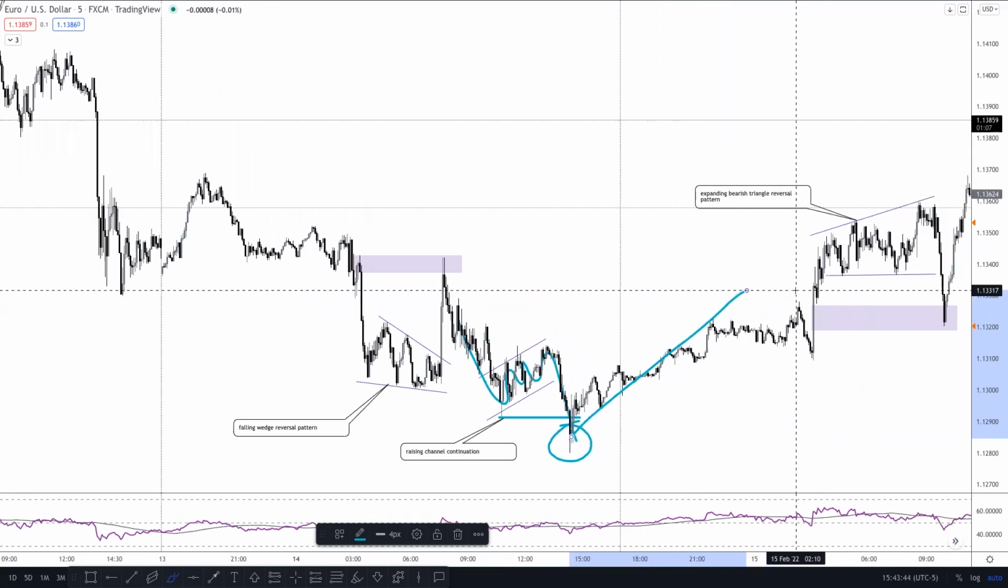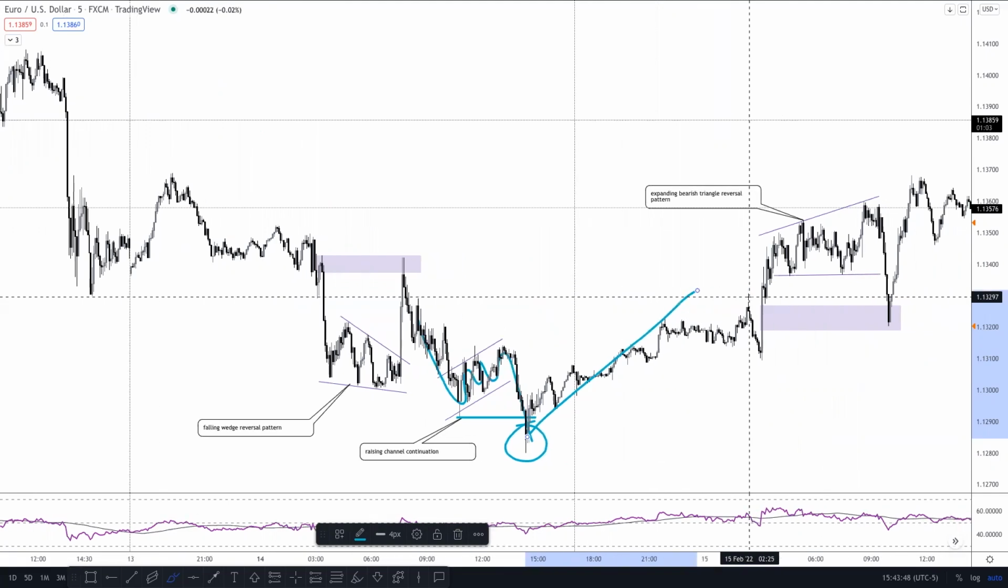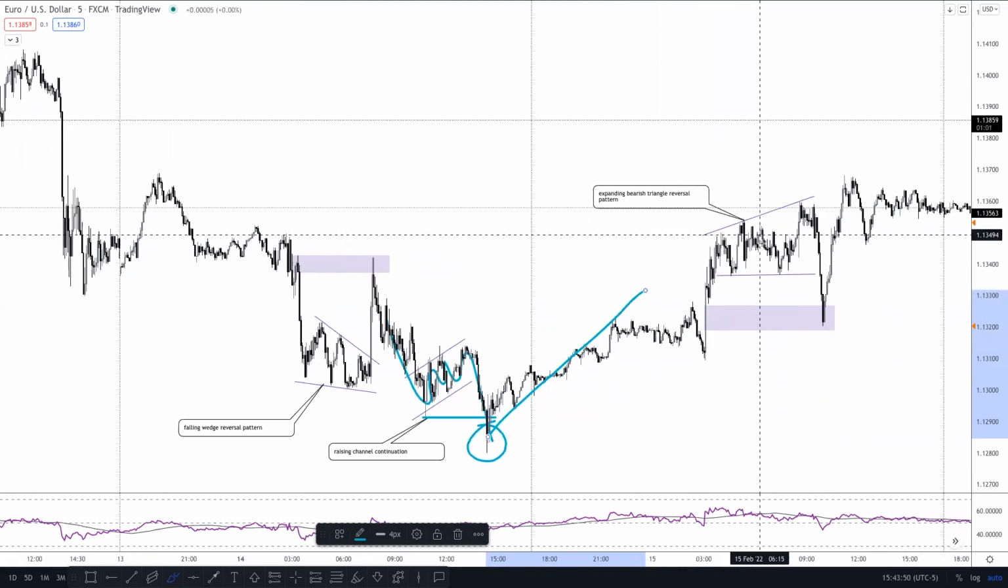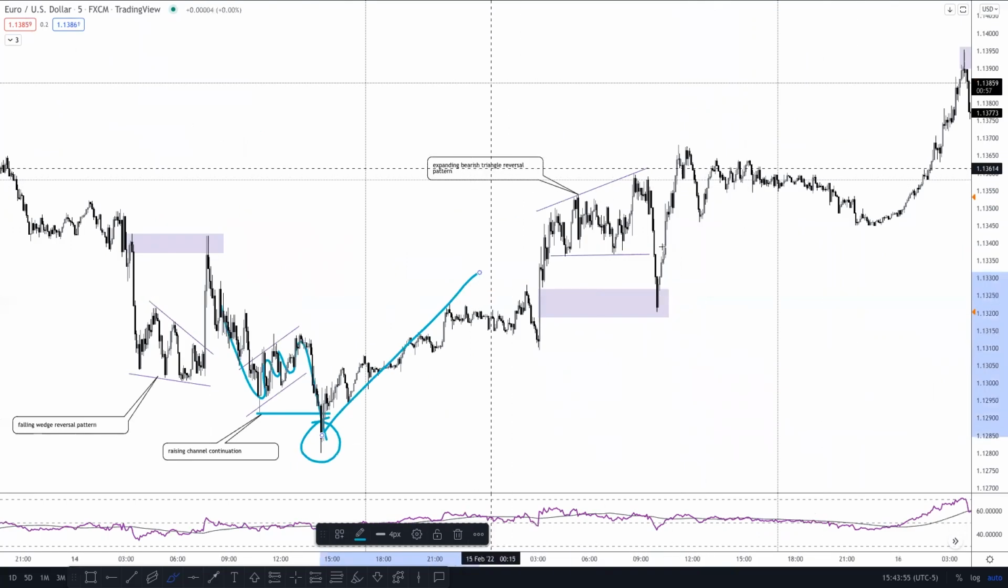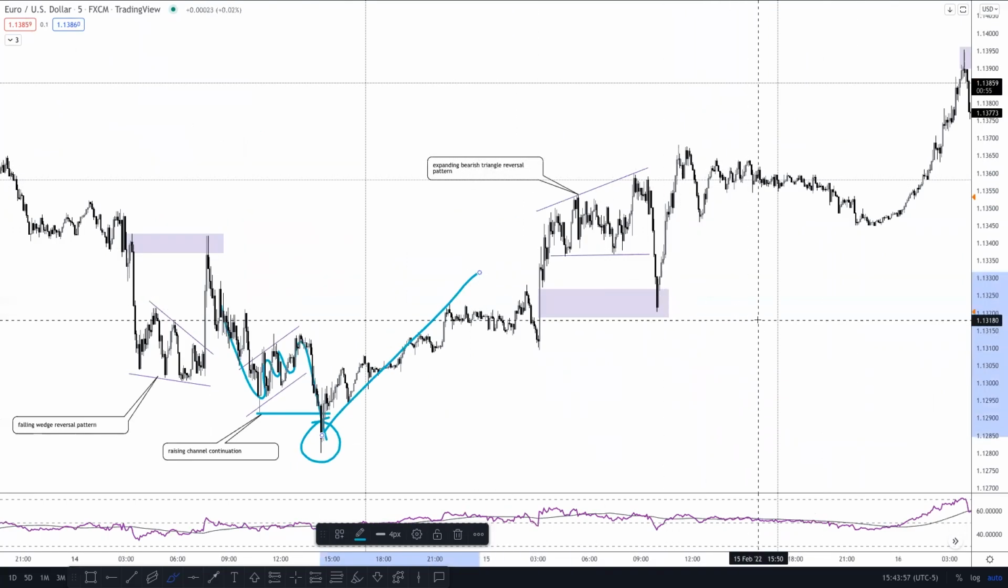I really, really want you guys to backtest this logic in your trading because I really want you guys to see the beauty of it and that these patterns are forming every day. Another honorable mention here is an expanding bearish triangle, right?